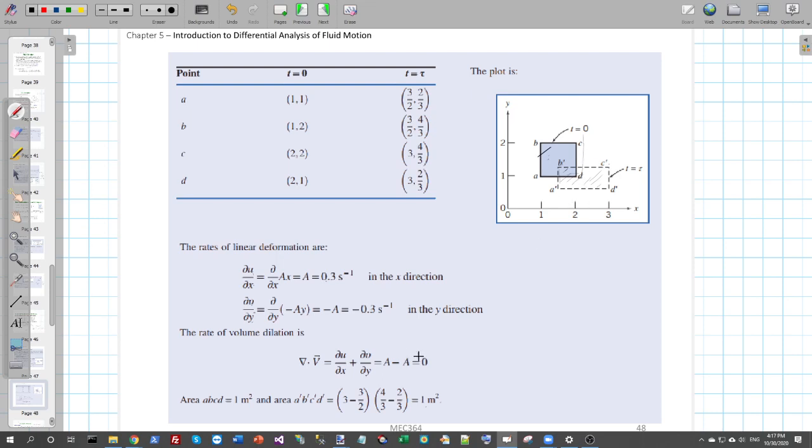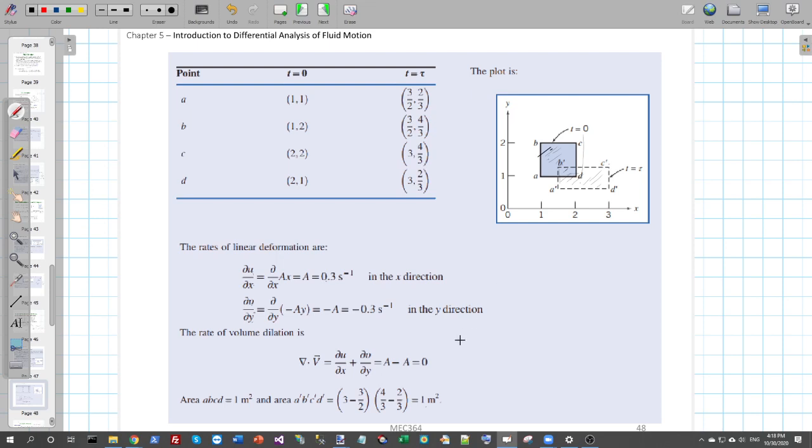Okay, and so the volume dilation is basically the divergence of v, and you get it equal to 0. Okay, which means that the flow is incompressible. The area here and the area here are the same. Even though they have linear deformation, it won't change the area inside of this fluid particle.